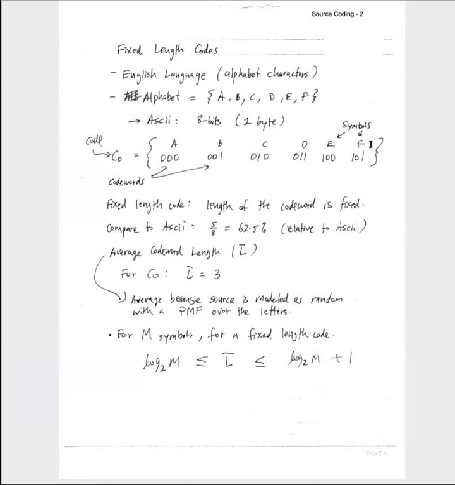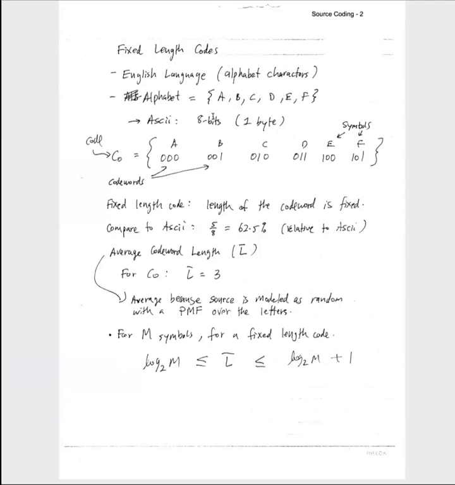That's why we have a probability mass function over the letters, and we can talk about average code word length. But of course, in the fixed length code, the average code word length is fixed, so the average is fixed, okay? We can bound the average code word length. We know that if you have M symbols, for example, in this case we have 6 symbols, so we know we needed 3 bits, right?